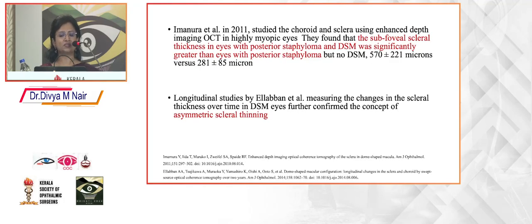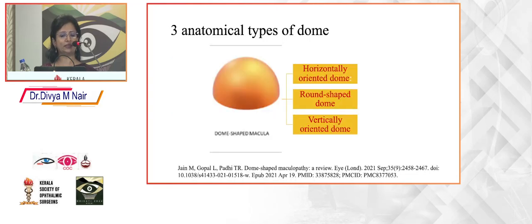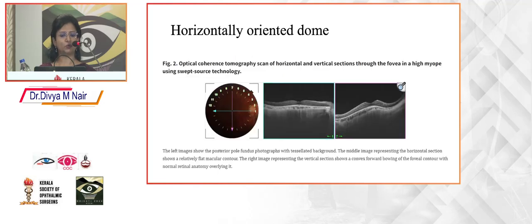But nowadays it is said that there is increased subfoveal scleral thickness at the part of the posterior staphyloma, and there is asymmetrical scleral thinning. So 3 types of anatomical domes have been described on OCT: horizontally oriented dome, round-shaped dome, and vertically oriented dome. The horizontally oriented dome is more commonly seen.